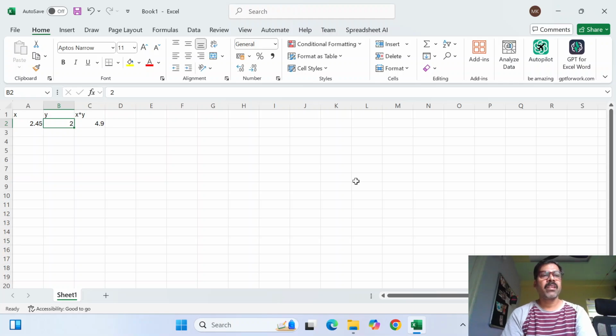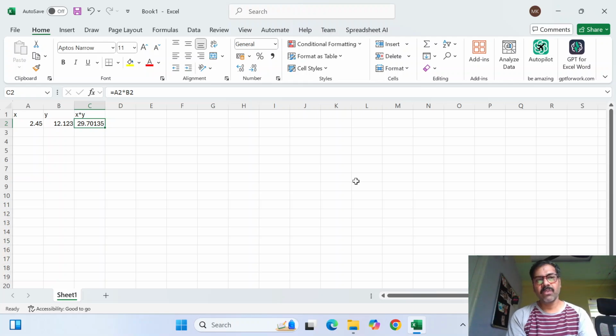Now, if I have to multiply 2.45 and maybe 12.123, this time it is a bit more complex calculation where I need a calculator, right? The value of the multiplication is 29.70. So if I want to fix this value to some definite value such as 30, 31, maybe 35, let us take it as 30. Then what should be my x value? What should be my y value?